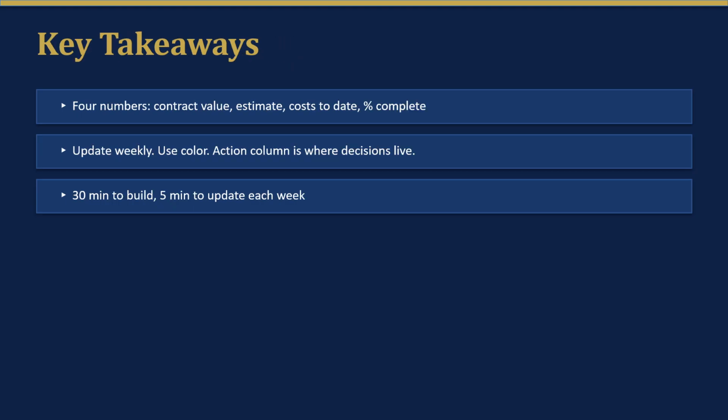Let's land this. 4 numbers drive everything: contract value, your estimate, costs to date, and verified % complete from the field. Your dashboard combines those into 5 simple columns you can read in seconds. Update it weekly. Friday, pull the job cost report. Monday morning, review it before your meetings. Use color to signal status at a glance: green, yellow, red. The action column is where decisions live, not just reports. And here's the encouraging part. This takes 30 minutes to build the first time in Excel and 5 minutes to update each week. That's the entire workflow. You're now ready to build this yourself.